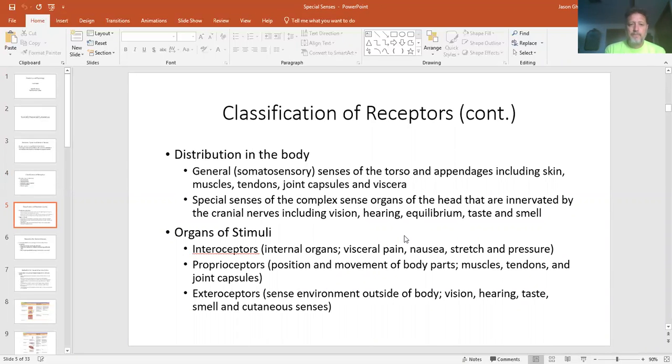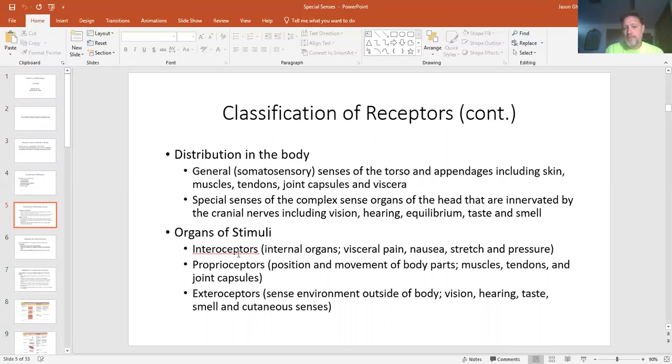Distribution of these things. Most of them are all over the place. Okay, and then we have some that are specialized that we find for our eyes, our ears, our nose for smell, and our tongue for taste. Those are our special ones, and these are innervated by our cranial nerves. All right? The others are, again, the somatic ones, because they're all over the place. We're at someone's body, so they're going to be all over the body.